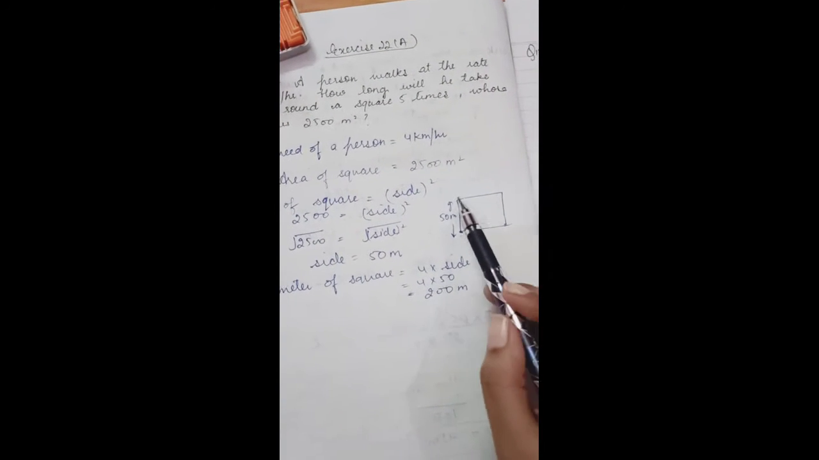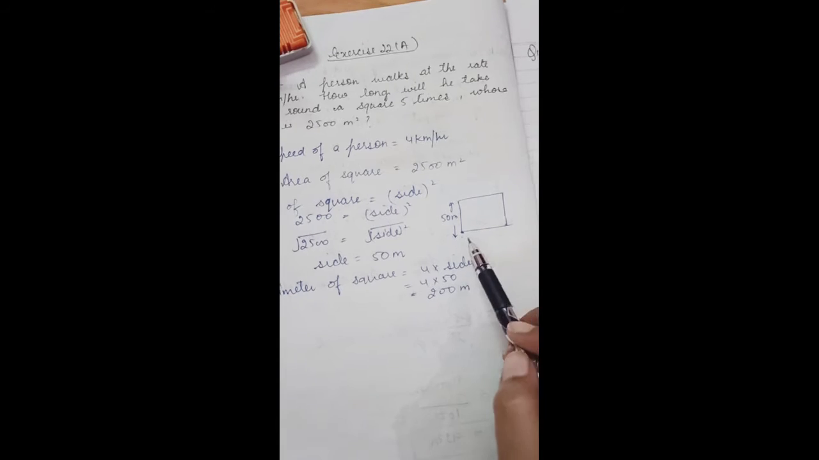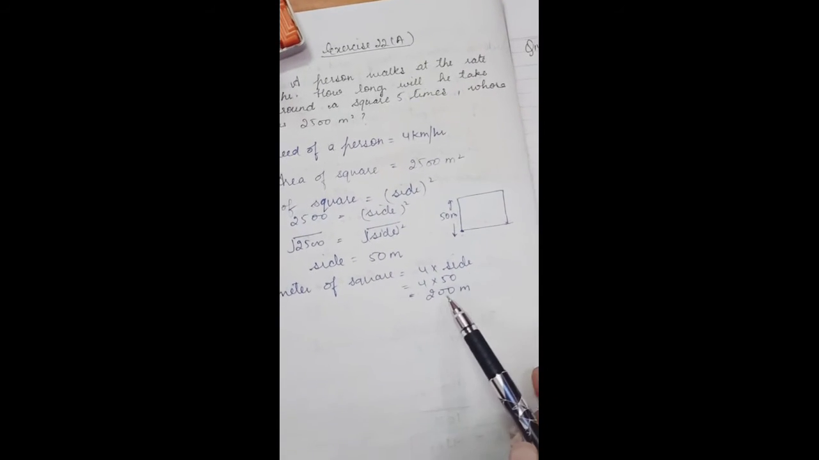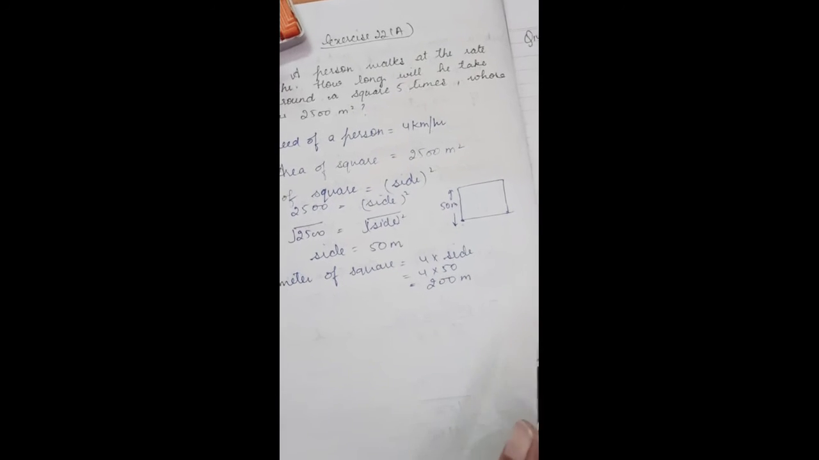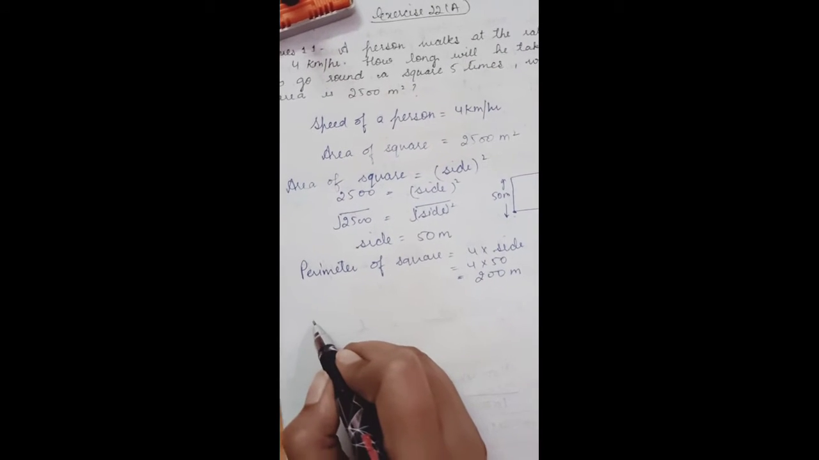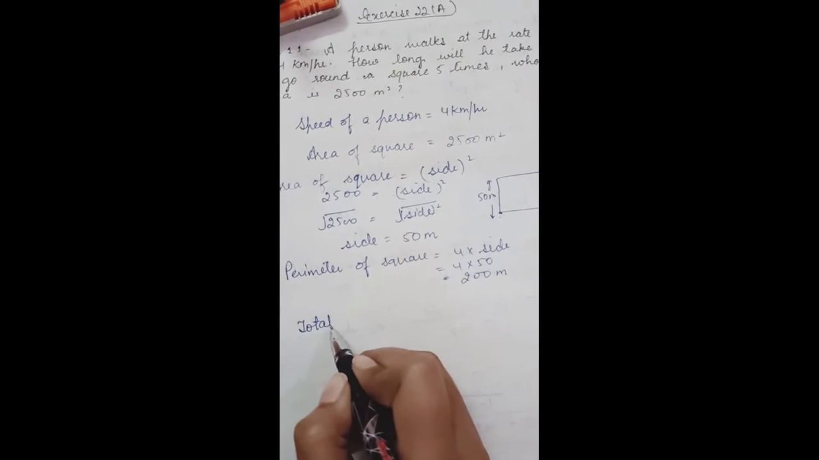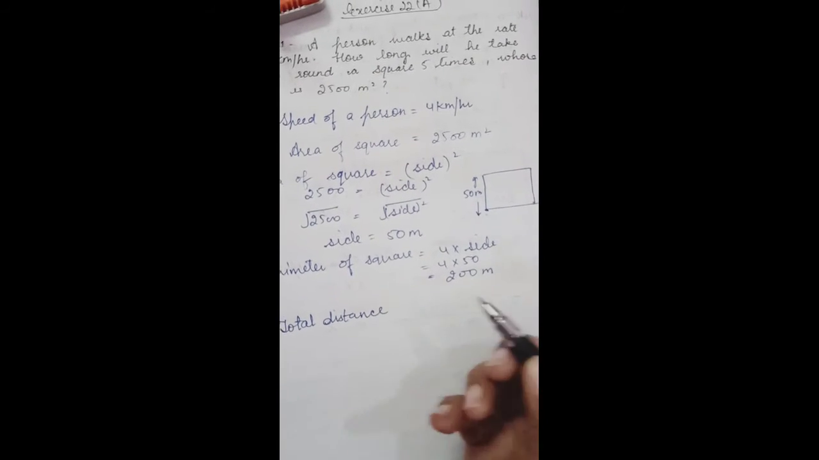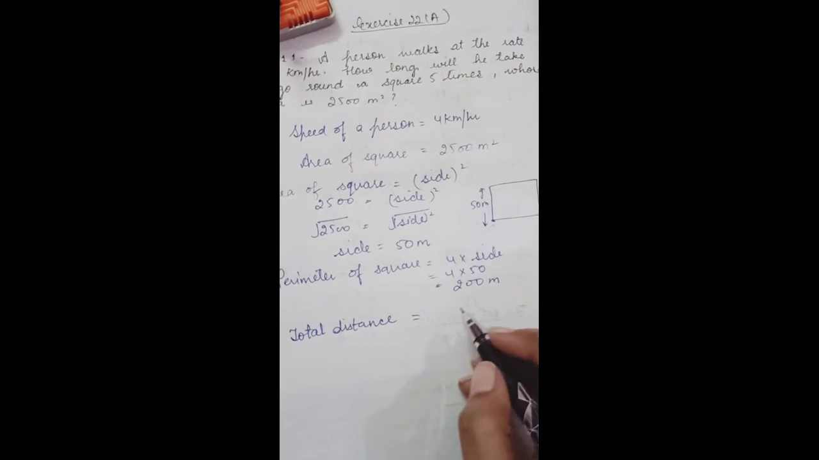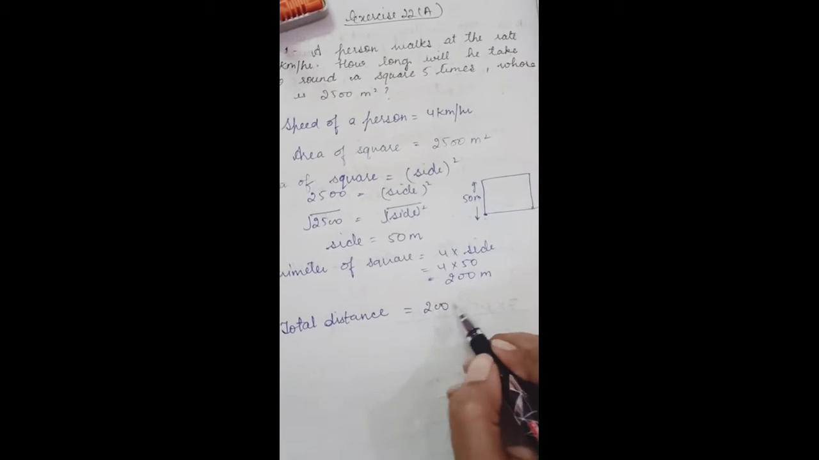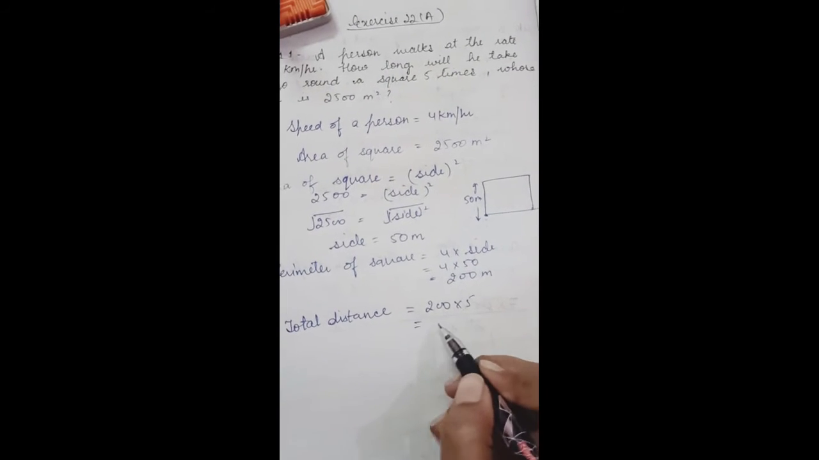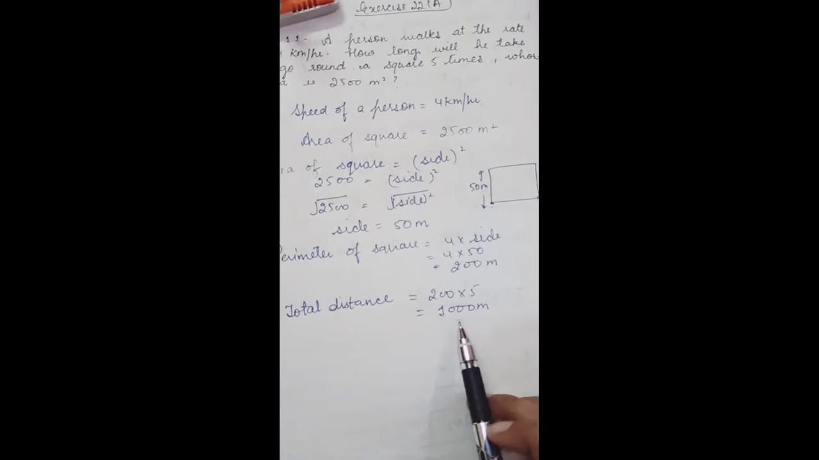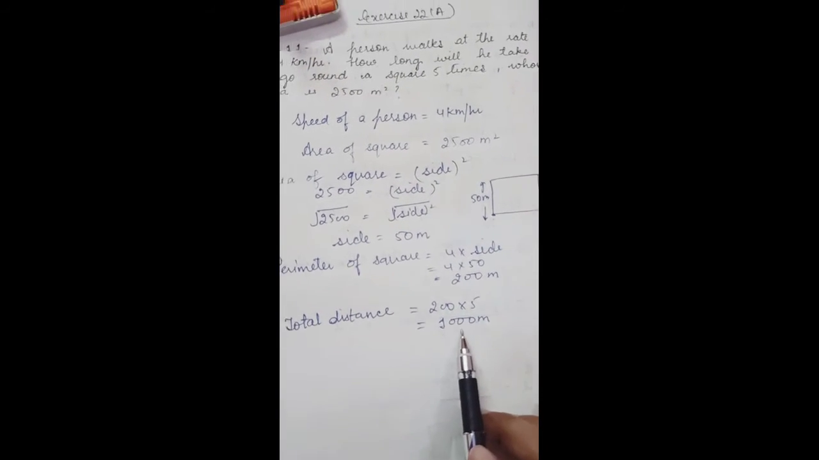So a person takes around 5 times, right? So to find out the total distance which the person has covered, total distance is equal to, we multiply 200 by 5, so we get 1000 meter. So this is the total distance covered by a person.